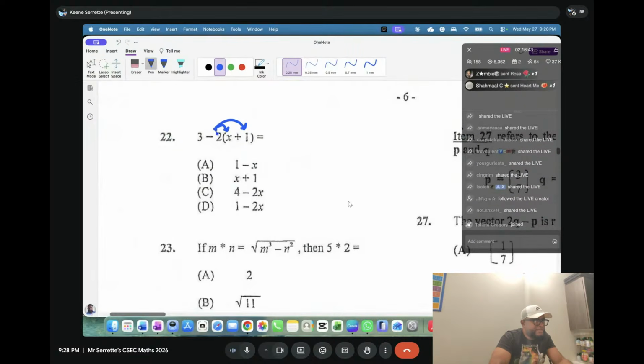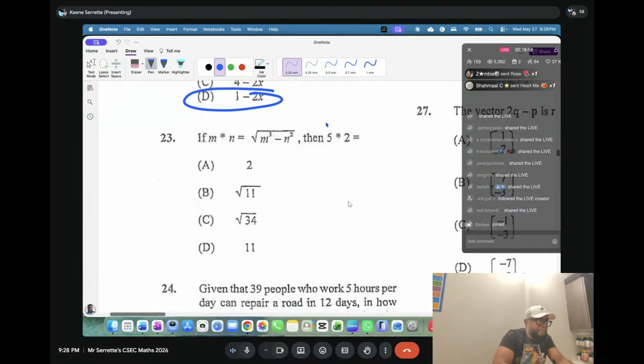You're multiplying this: 2 times 3 minus 2x minus 2. So this will be what? Negative 2x plus 1. D. Negative 2x plus 1 can be written as 1 minus 2x. There we go. m is 5, n is 2. What's the answer?